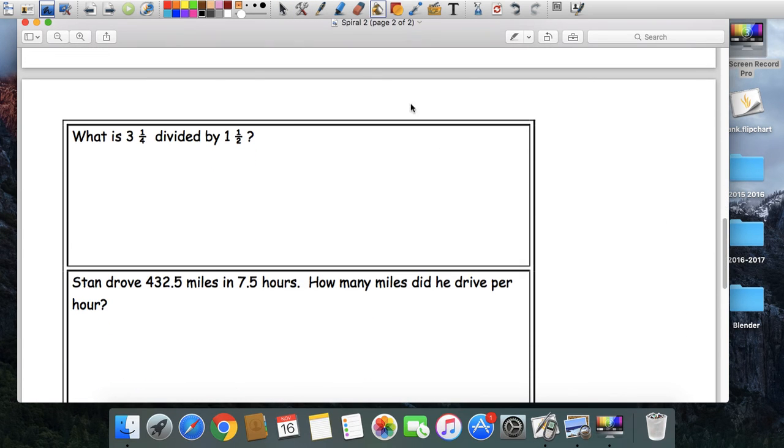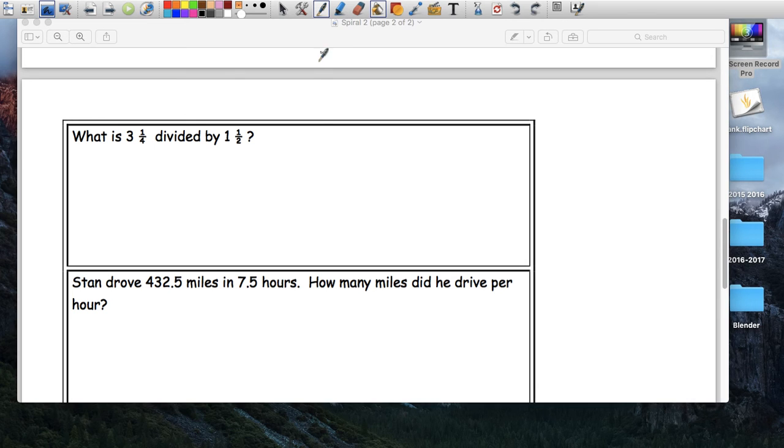Second page, what is 3 and 1/4 divided by 1 1/2? So 3 and 1/4 divided by 1 and 1/2. I'm going to change this to improper fractions. Times, plus: 13 over 4. 2 times 1 is 2, plus 1 is 3, 3 halves.